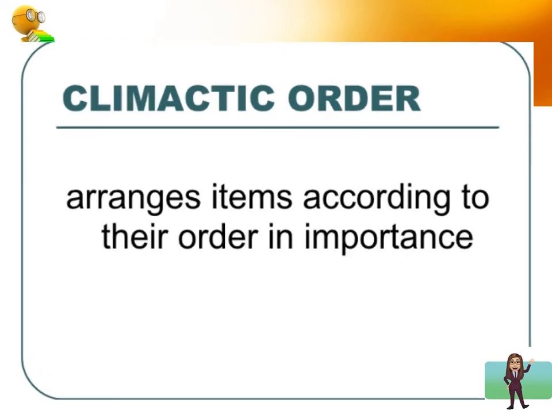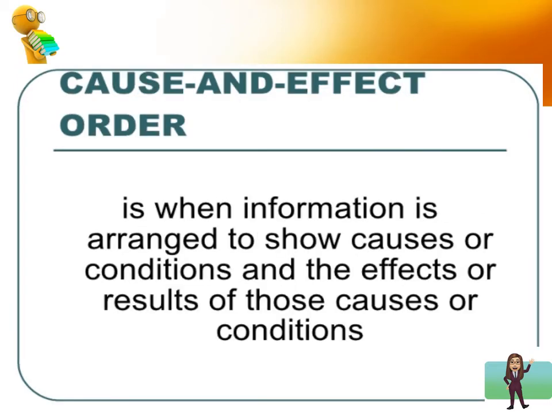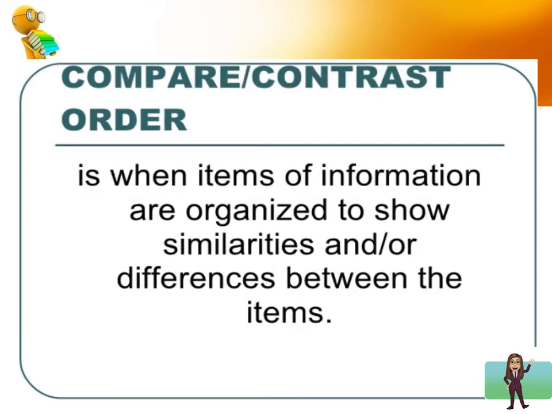Okay, so by topic. Then we have climactic order. So it arranges items according to their order of importance. Then, of course, we have cause and effect order. So it is when information is arranged to show causes or conditions and the effects or results of those causes or conditions. Then we have compare and or contrast order. So this is when items of information are organized to show similarities and or differences between the items.